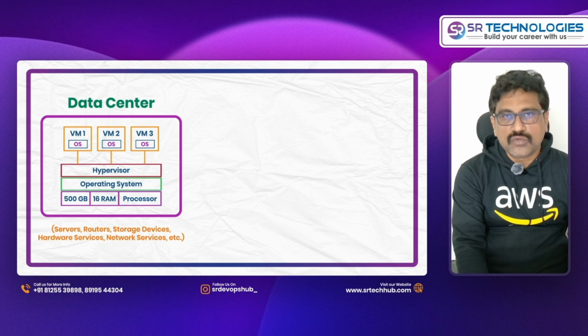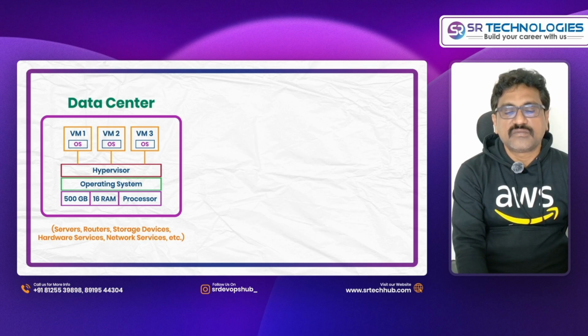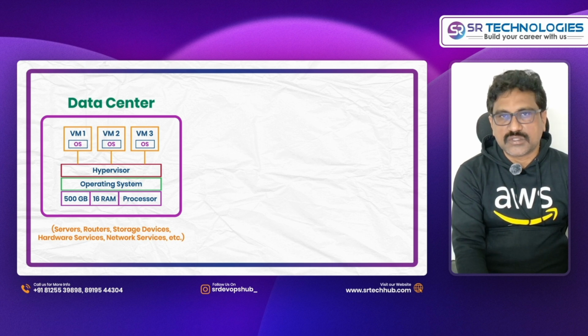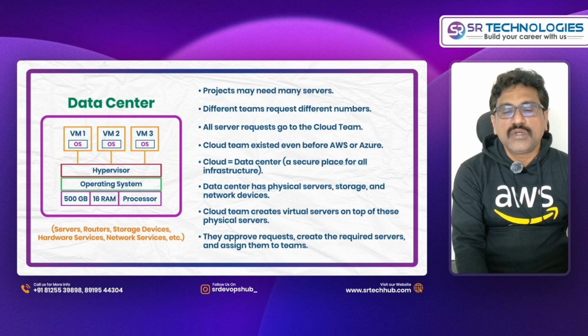So that is a secured place. Fine. In this data center, we'll place all these physical servers. On top of these physical servers, we can create these virtual servers. Who will do this process? Cloud team will do this process. If your development team requests some 100 servers, the cloud team will get that request and create those 100 servers and hand them over to your development team.